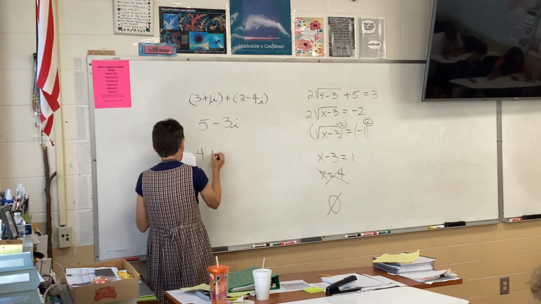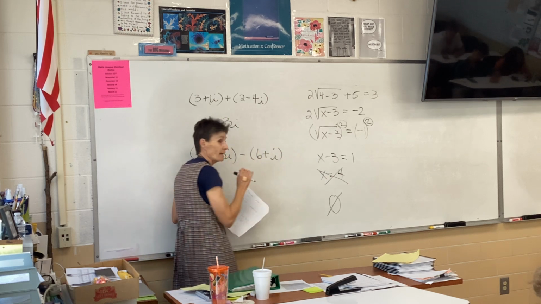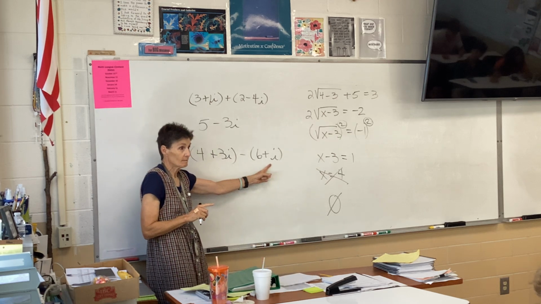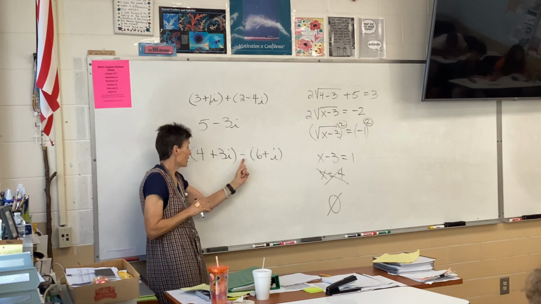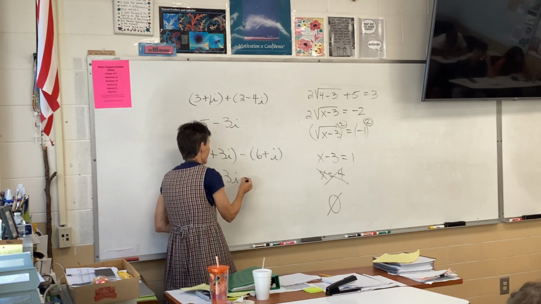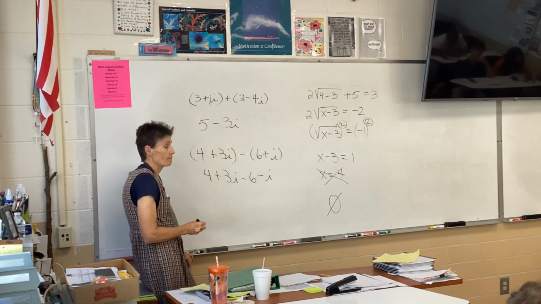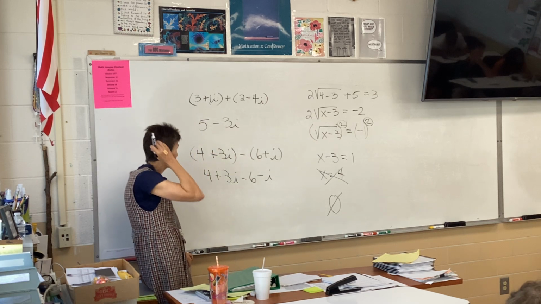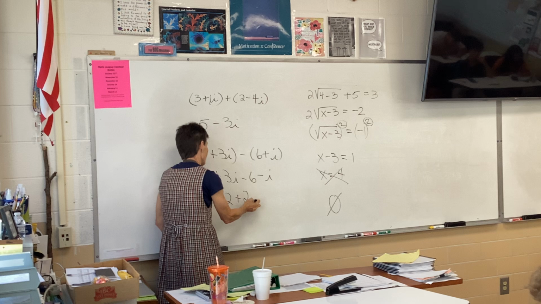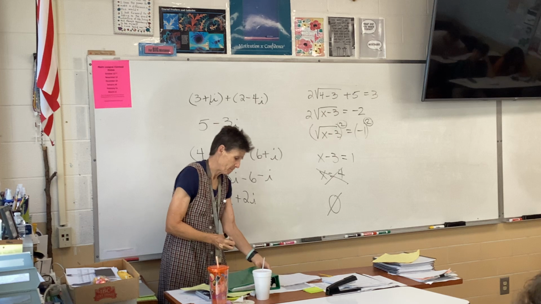What about this one? We're going to combine like terms, but first we need to get rid of the parentheses. Distribute that. Just like regular polynomials, we need to distribute that. So we have 4 plus 3i minus 6 minus i. And let's add them up, and what do we got? Perfect. Easy. Everybody gets that right.